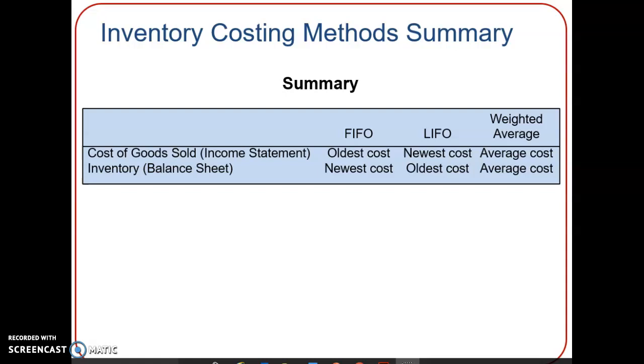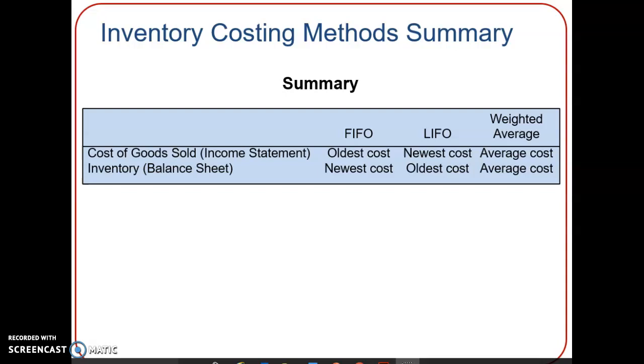So the cost of goods sold and the ending inventory under FIFO, or first in, first out: the oldest cost will go to the CGS, and the newest cost stays on the balance sheet as ending inventory. For LIFO, or last in, first out, the newest cost goes to the CGS. The oldest cost stays on the balance sheet as ending inventory.